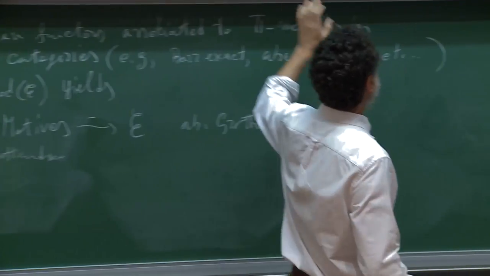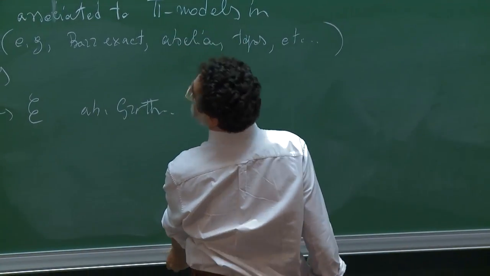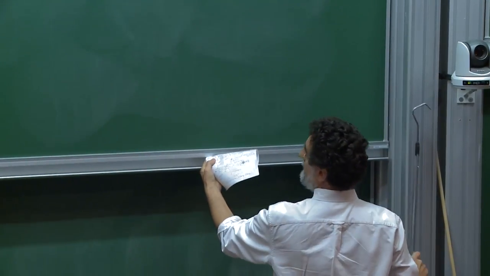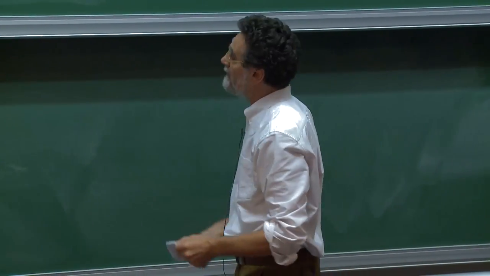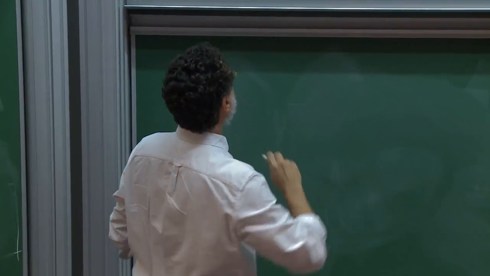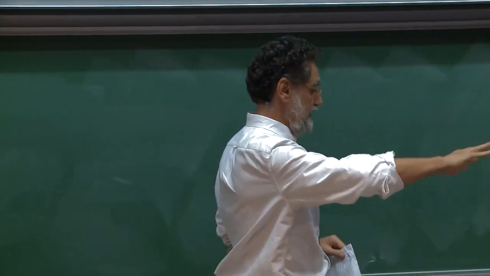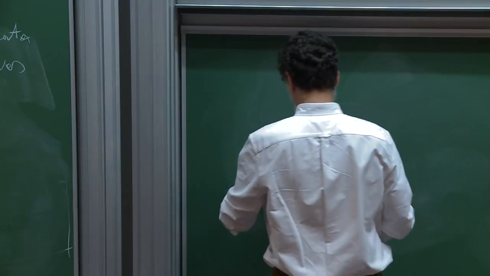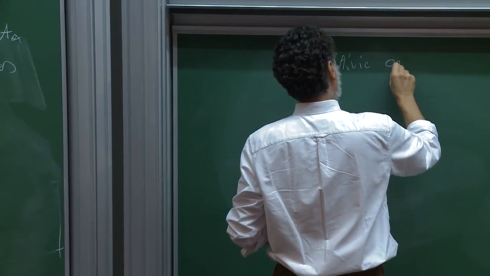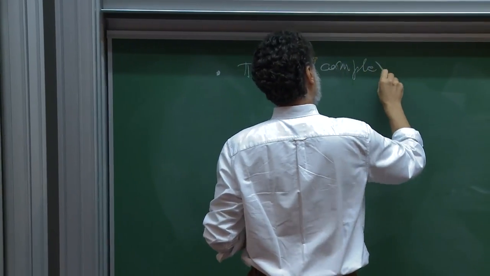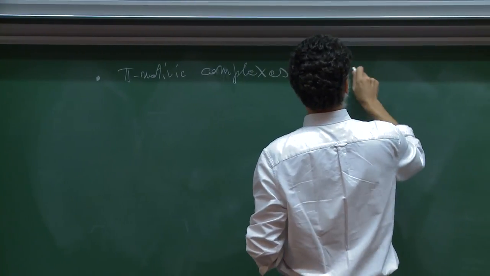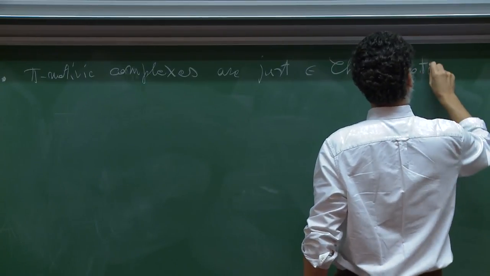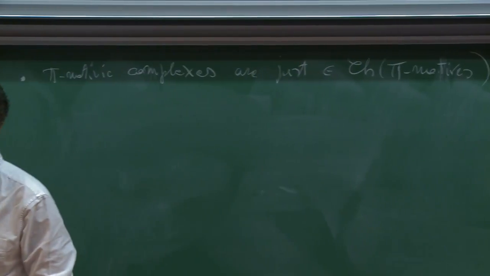But to be motifs, you need a motivic functor. So the last point here is that the motivic functor in this context should be something that associates to an object of your category a motivic complex, which is a chain complex in T motives, whatever they are. Okay, so first of all, T motivic complexes, which are just objects of a chain of T motives, independent of realization.